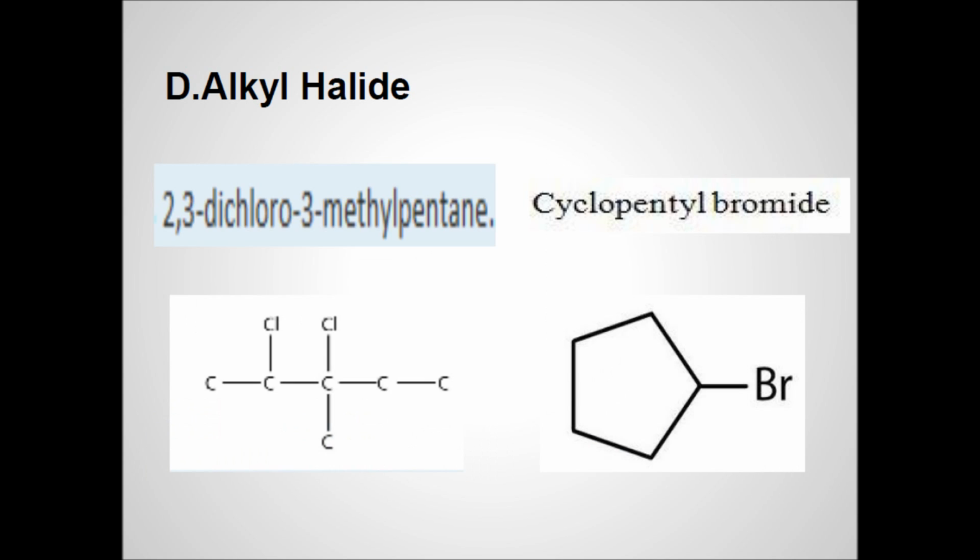The first one is 2,3-dichloro-3-methylpentane. Draw the parent line first, which is pentane, and draw the branches such as 1 chloride connected to the second line and 1 on the third. Then draw 1 C on the bottom of the third line. The second one is cyclopentyl bromide. This time you should find the parent line at the beginning, which is cyclopentane. Then there is 1 bromide bonded to an edge.